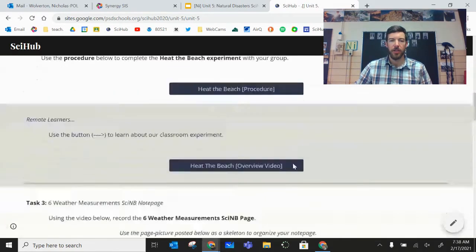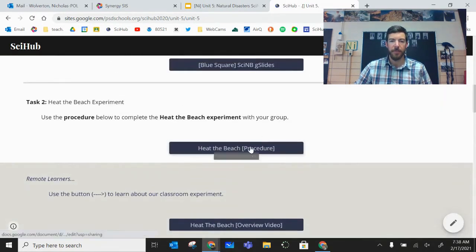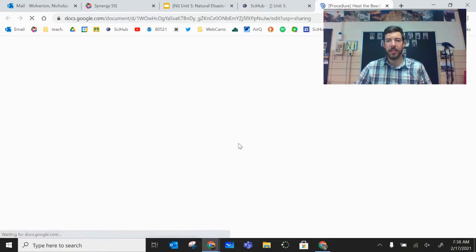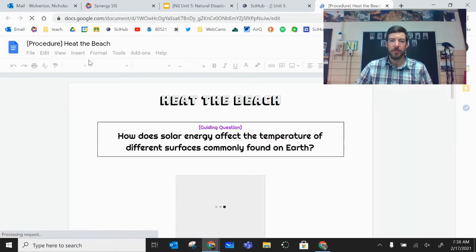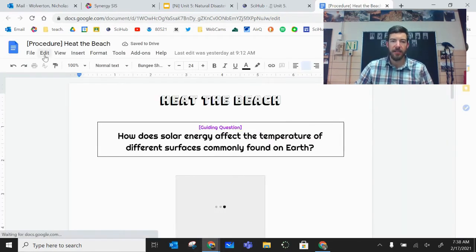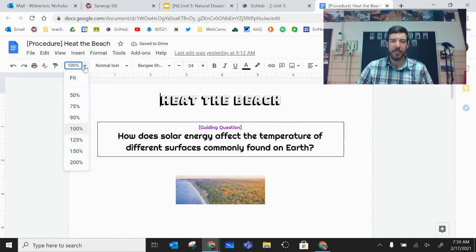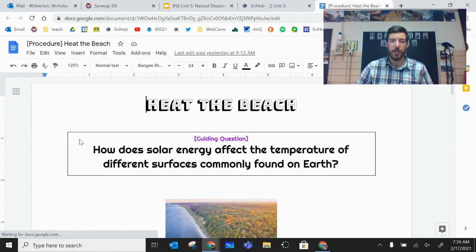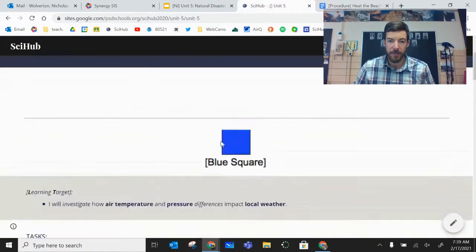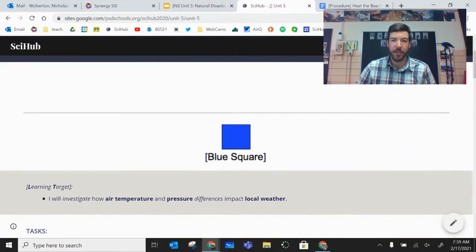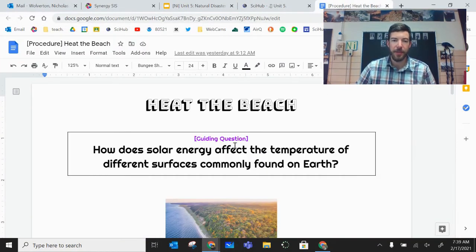All right, so we're on the Heat the Beach experiment here. If we go to the procedure, let's take a look at what we need to do. So this experiment is designed so that we can investigate our guiding question of the unit and to approach our learning target, but even this experiment has its own guiding question. So in this experiment, Heat the Beach, we're going to look at how solar energy affects the temperature of different surfaces commonly found on Earth.